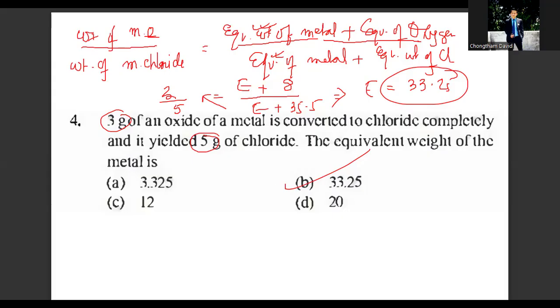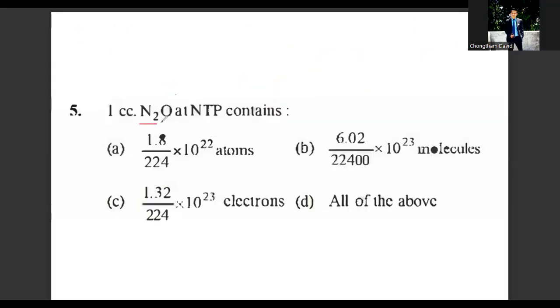Let us read question number 5. A 1 centimeter cube of nitrous oxide at normal temperature pressure would be. At normal temperature and pressure, 22,400 centimeter cube of nitrous oxide contains Avogadro's number of particles or molecules, which means 1 centimeter cube of this nitrous oxide would contain Avogadro's number divided by the volume. That's the required way of how to calculate the answer. So 1 centimeter cube of this laughing gas, nitrous oxide, equals Avogadro's number divided by 22,400.